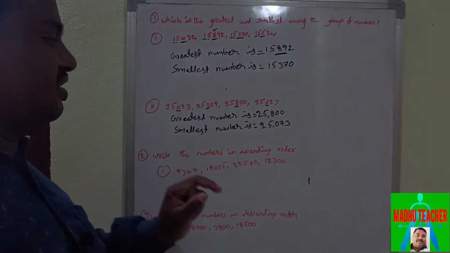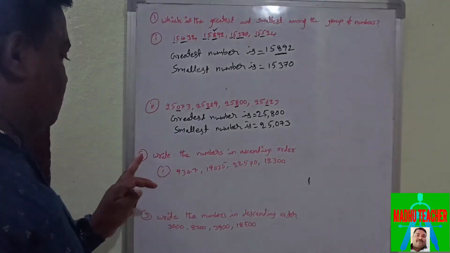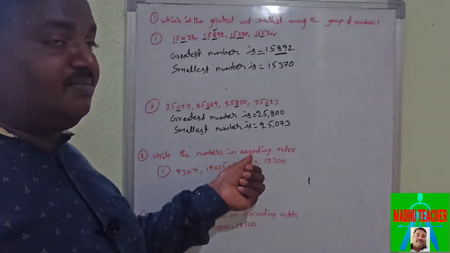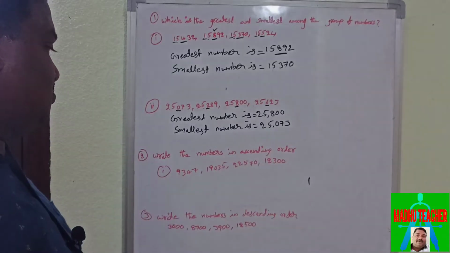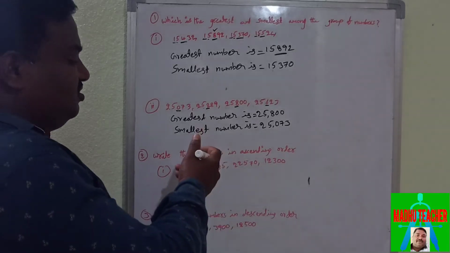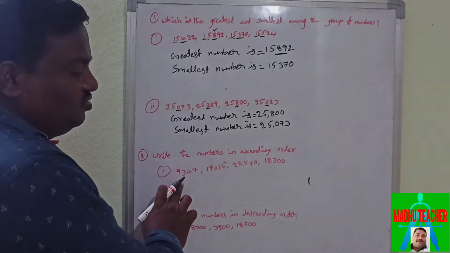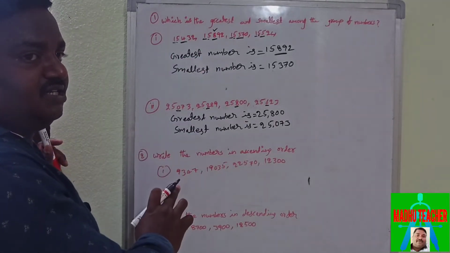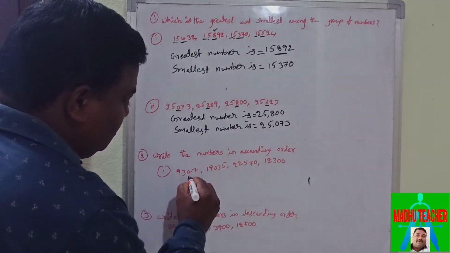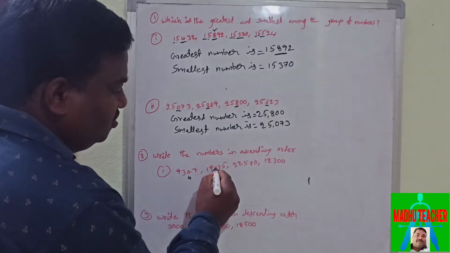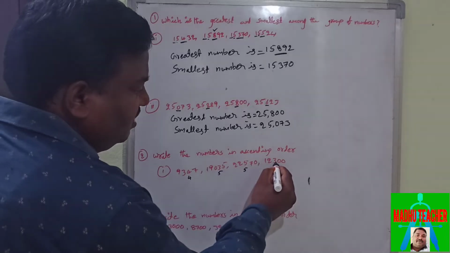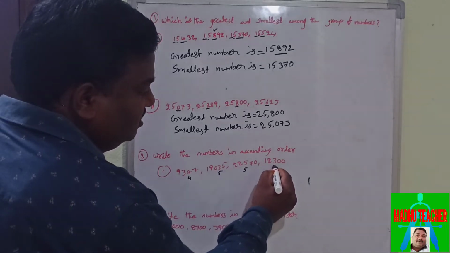Next, another question. Write the numbers in ascending order. Ascending order means increasing order. To write in increasing order, this is also the same method. You have to identify the number of digits, count the number of digits. So which has 4 digits? It has 1, 2, 3, 4, 5 digits, which has 5, and which has again 5.